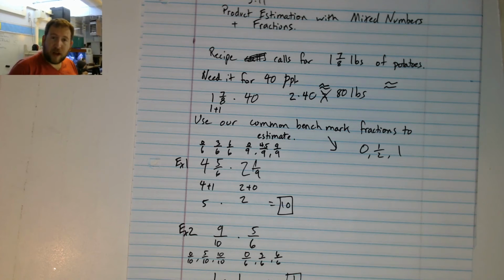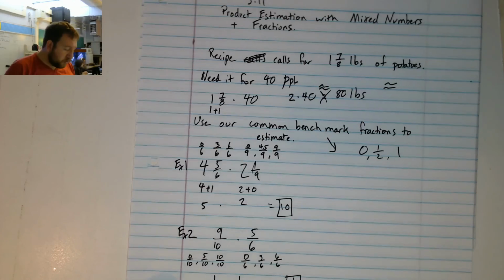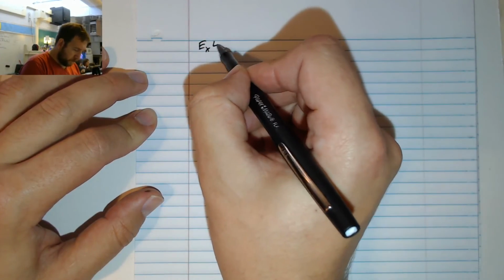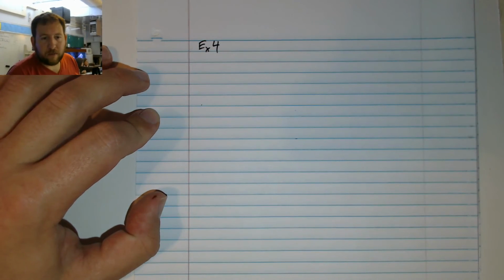If you feel like you've got this, go ahead and be done. I'm going to do 2 more examples using those mixed numbers in case you're still a little bit confused. Okay? Let's look at example 4. Example 4, we're going to use one like this.